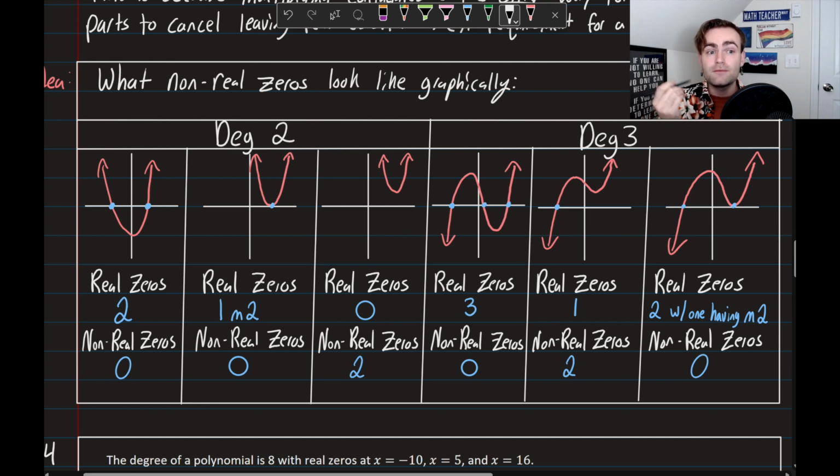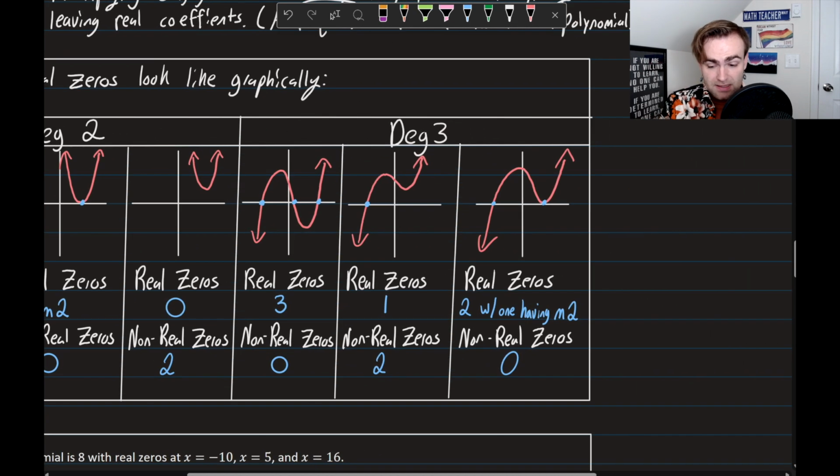Degree 2 means we have 2 zeros. One possibility is that we have one distinct zero, but it has a multiplicity of 2, so it touches the x-axis and bounces back up. Or we have where it doesn't even cross the x-axis at all. And if it doesn't cross the x-axis at all, that means it has 0 real zeros and therefore has to have 2 non-real zeros. For our degree 3, we have 3 possibilities, and we're always going to have 1 real zero because our non-real zeros travel in pairs.